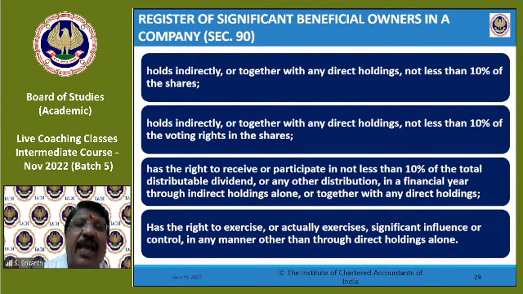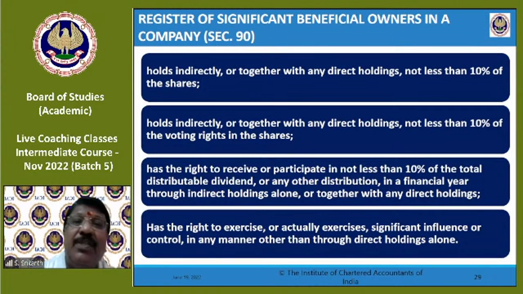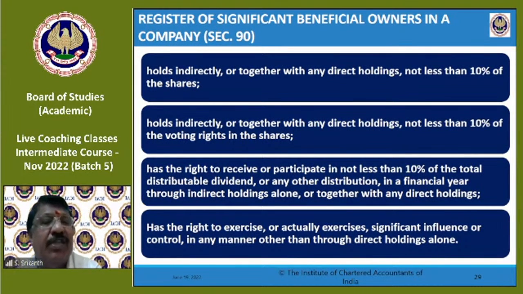If anybody possesses any of these rights or entitlements, then such a person is called a significant beneficial owner. That means he is holding, indirectly or together with any direct holdings, not less than 10% of the shares, either by himself or through a Benami. Or he holds indirectly, or together with any direct holdings, not less than 10% of the voting rights.